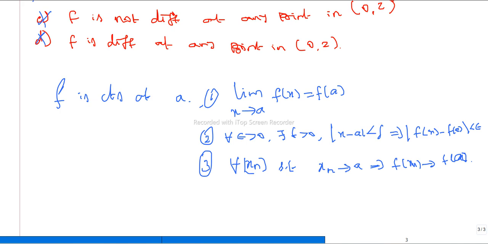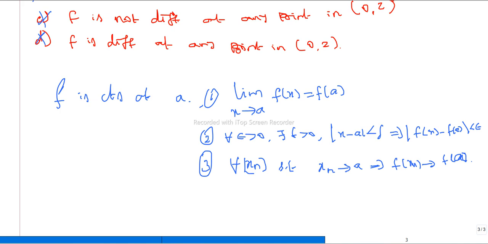Suppose the function is not continuous, how do we prove it? You can find a sequence xn which converges to a, but f of xn does not converge to f of a, then the function is not continuous at that point a. For proving continuity you have to take an arbitrary sequence xn converging to a and prove f of xn converges to f of a. But to show f is not continuous, you have to find a sequence xn converging to a, but f of xn converges somewhere else. That is the main thing.